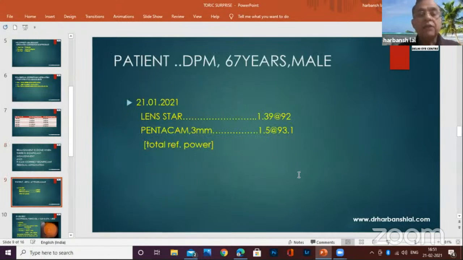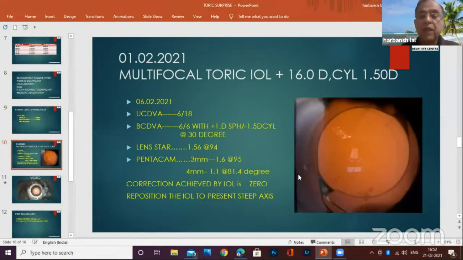So now I'll give you one example of my patient, a 67 year old male. On 21st of January, the Lenstar reading was 1.39 at 92 degrees. Pentacam at 3 millimeter was 1.5 at 93.5. This was total corneal refractive power. And when they saw the patient on the 6th, it was a multifocal toric IOL. Uncorrected distance visual acuity was 6/18. Best corrected visual acuity with +1 diopter sphere, -1 diopter cylinder at 30 degrees was 6/6.